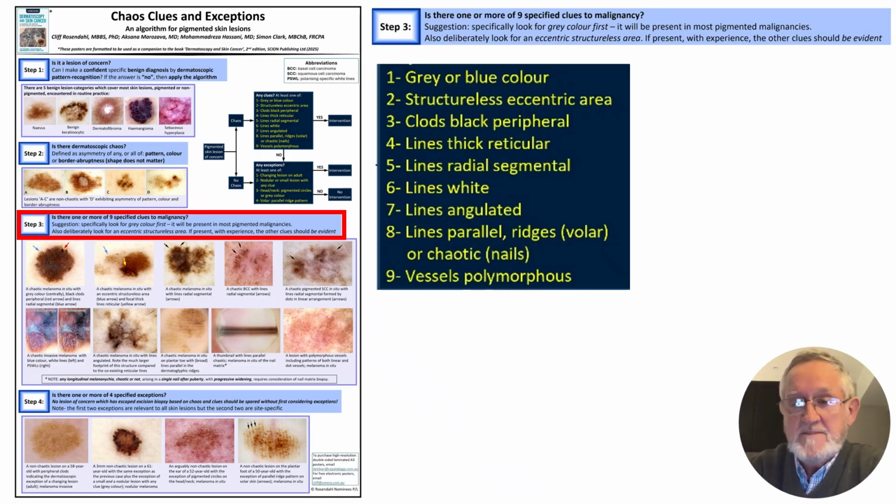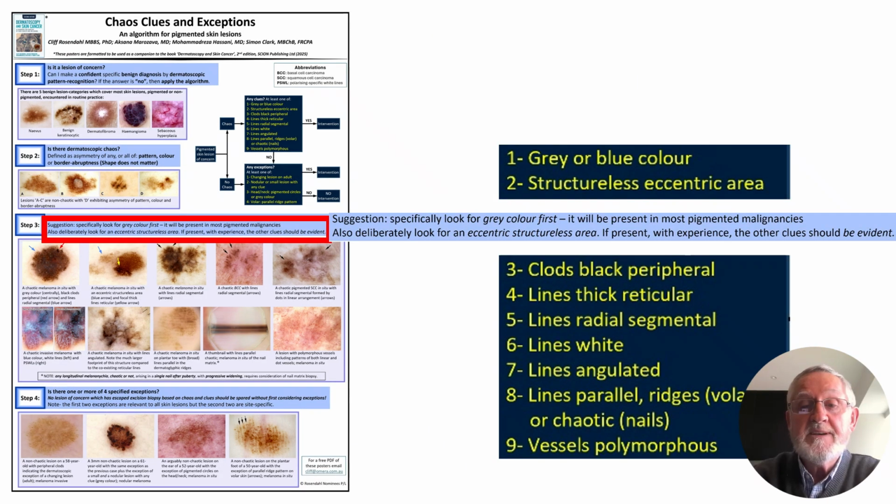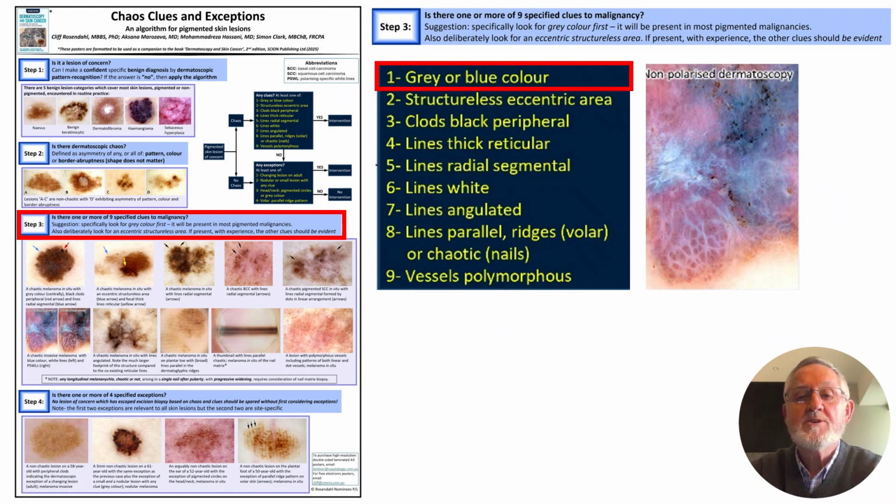Step 3. If a lesion is chaotic, we look for one or more of 9 specified clues to malignancy. Now, in fact, if you specifically look for the first 2, you should be able to recognise the others if they are there without having to remember each one of them, because they are all objective clues. So, clue number 1, grey or blue colour.